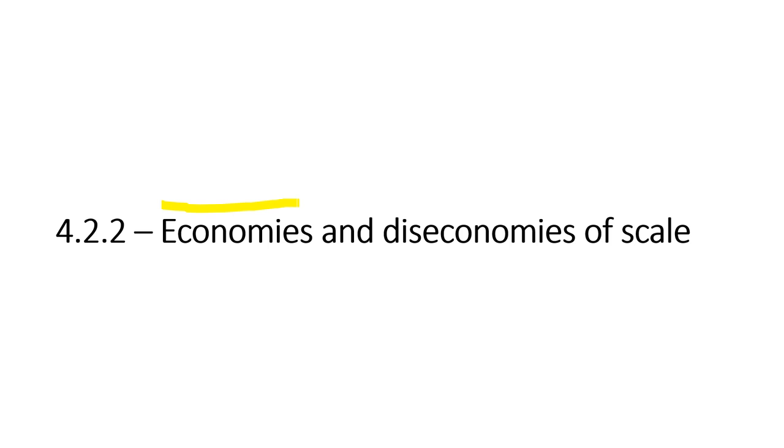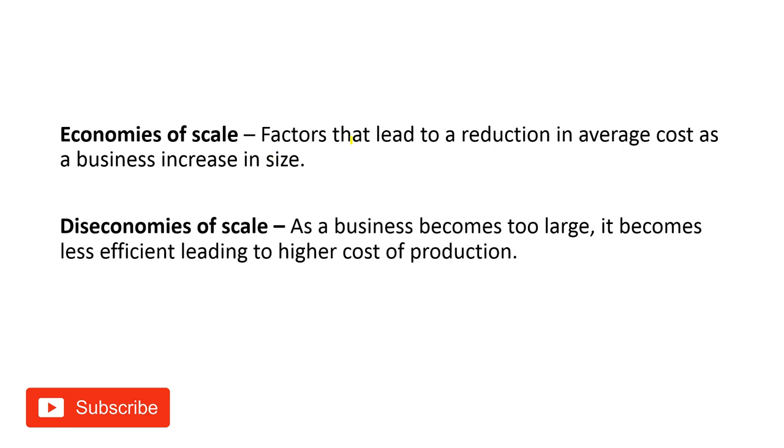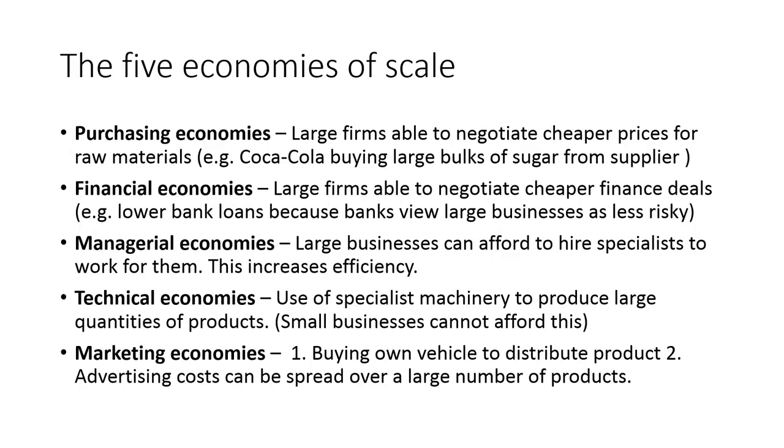4.2.2 next. So now we're going to talk about economies and diseconomies of scale. Economies of scale are factors that lead to a reduction in average cost as a business increases in size. Diseconomies of scale is when a business becomes too large, it becomes less efficient, leading to higher cost of production. So the five economies of scale are purchasing economies. Larger firms are able to negotiate cheaper prices for raw materials. For example, Coca-Cola buying large bulks of sugar from suppliers at a cheaper price than if it was a small company going to buy the same amount of sugar.